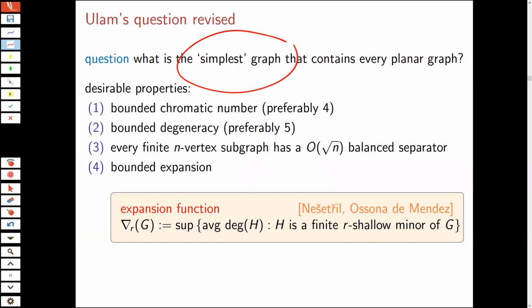So what does this bounded expansion mean? Nešetřil and Ossona de Mendez defined this function, nabla sub r of a graph, to be the supremum taken over all the finite r-shallow minors H of G of the average degree of this minor H. And r-shallow means that when we contract balls to go from G down to H, we only contract balls of radius at most r.